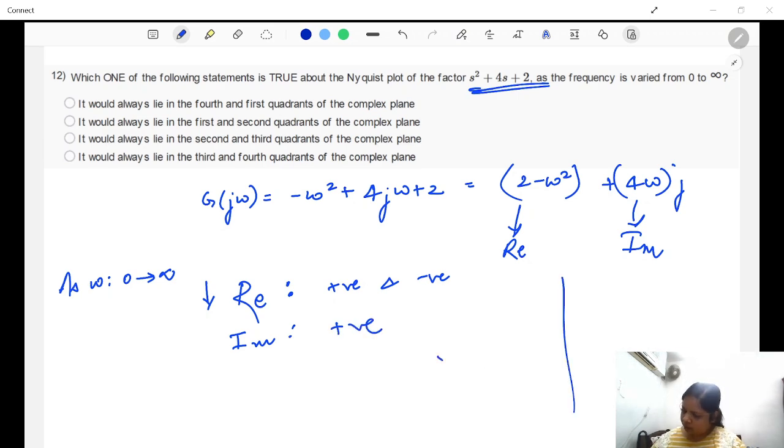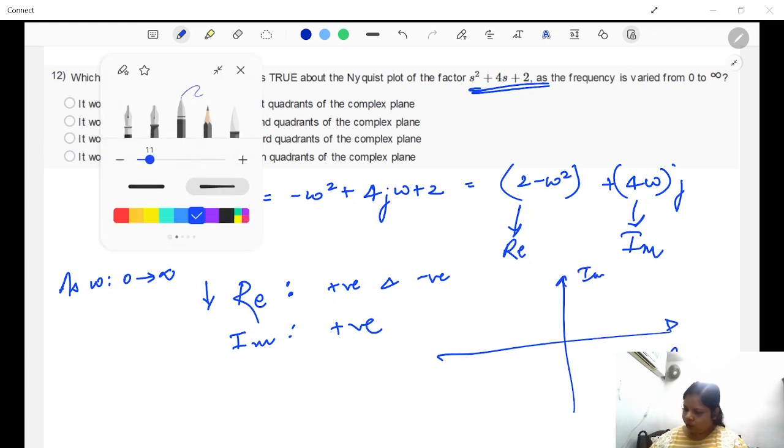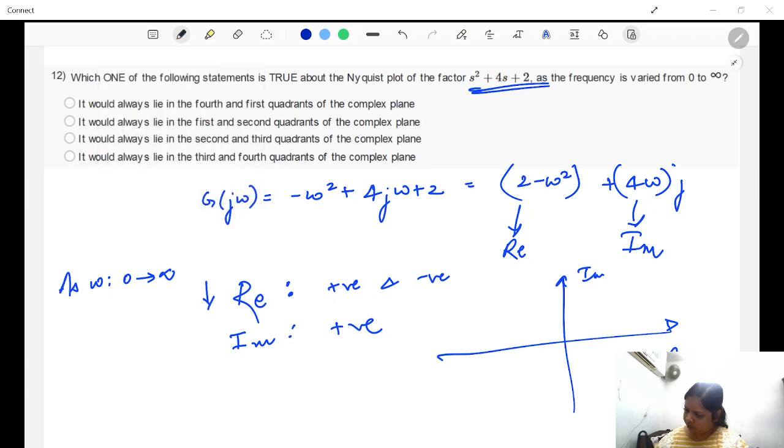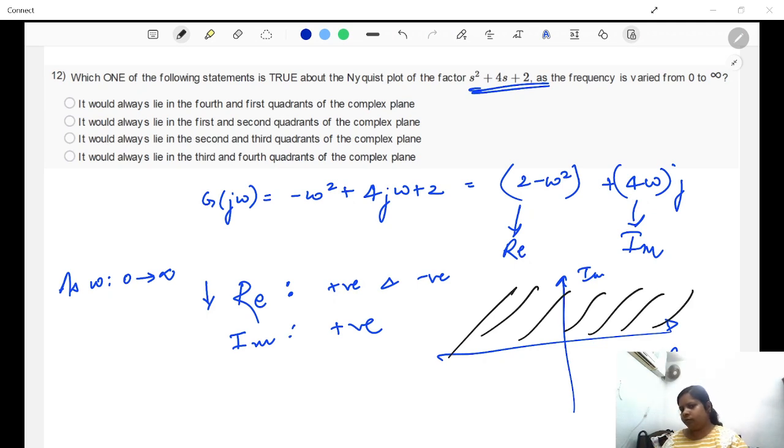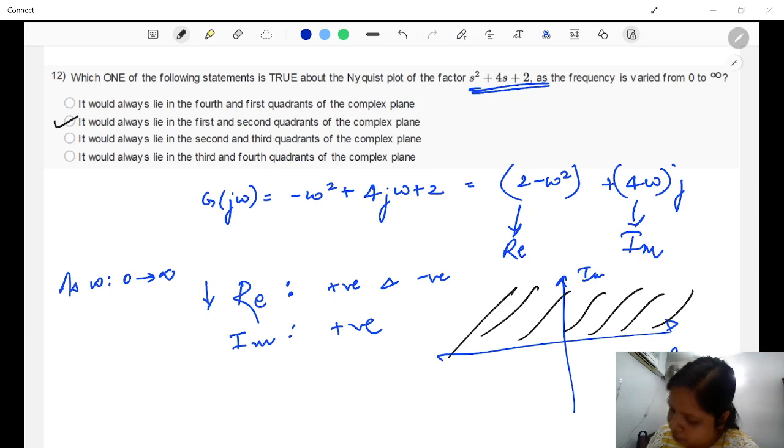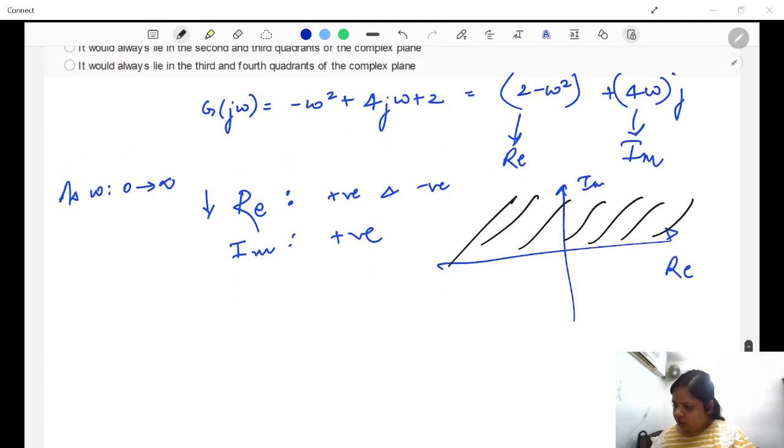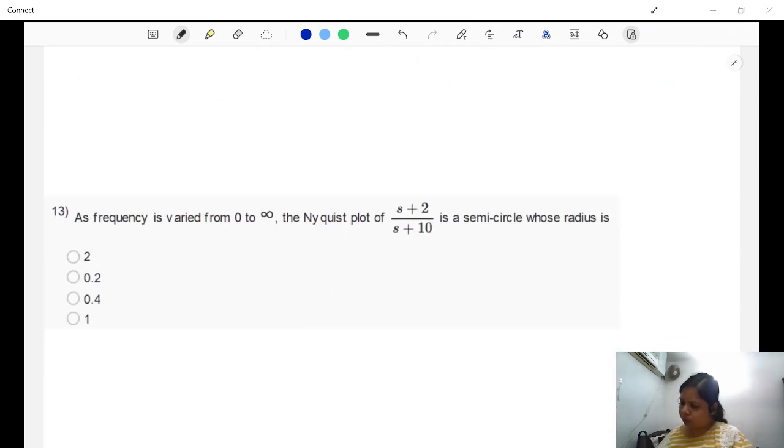So if you draw this real and this is imaginary, you are going to get this part. So it would always lie in the first and second quadrant of the complex plane. Okay, no plot for this.